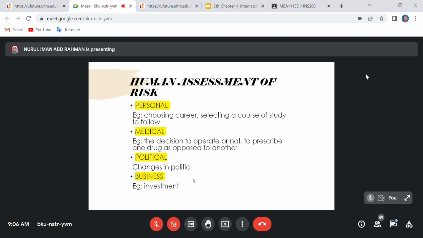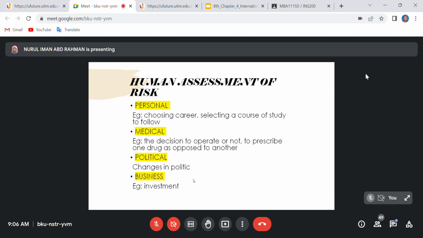Whether to decide, for example, whether to operate or not. This one is for the doctor. So should they operate or not? To prescribe one drug as opposed to another, the doctor will write it, and then the pharmacist is the same too. The pharmacist also faces this risk. They might give the wrong medicine. Okay.